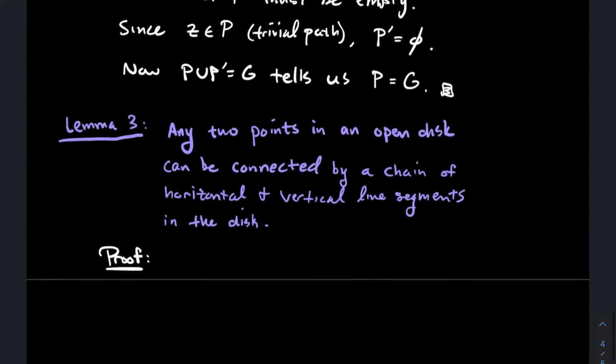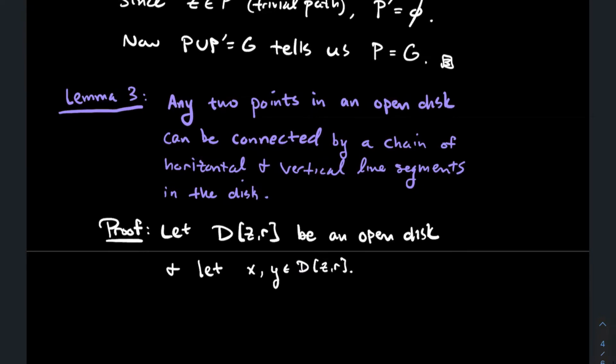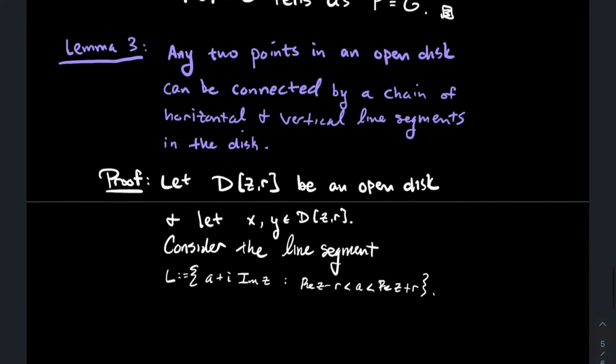And we'll look at a picture too to go along with this proof. So let's let D(Z, R) just be an open disk. So the center is Z and the radius is some positive real number R. And let's take two points X and Y that are inside this disk here. And let's consider the line segment that's horizontal and cuts through the middle.